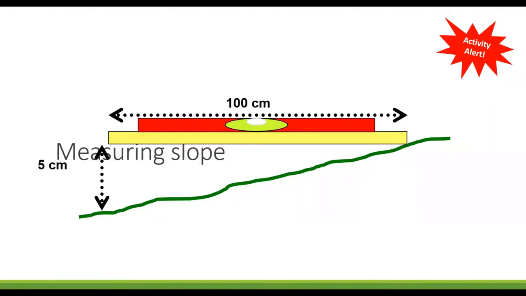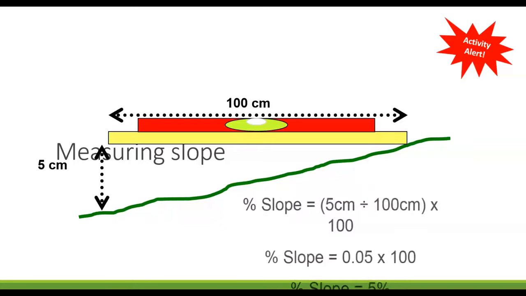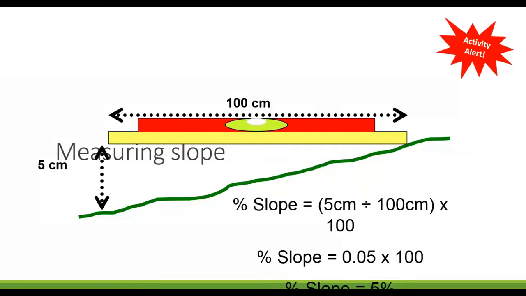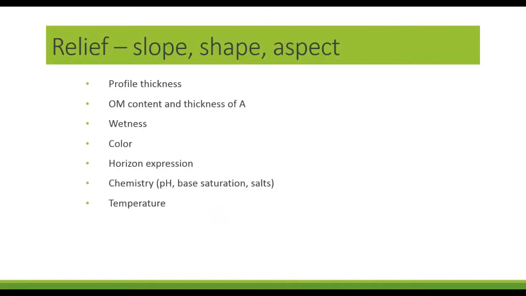So if my ruler was 100 centimeters and I had to raise it 5 centimeters to get it level, I can quickly calculate the slope, and in this case, the slope is 5%. And we do have an activity on this so that you can see how to do this in a classroom. Slope also relates to the profile thickness, where the organic matter is, how thick the A horizon, the surface layer, is, the wetness, the color, how well expressed those individual layers are, the chemistry and the temperature. All of these are affected by the relief as well.